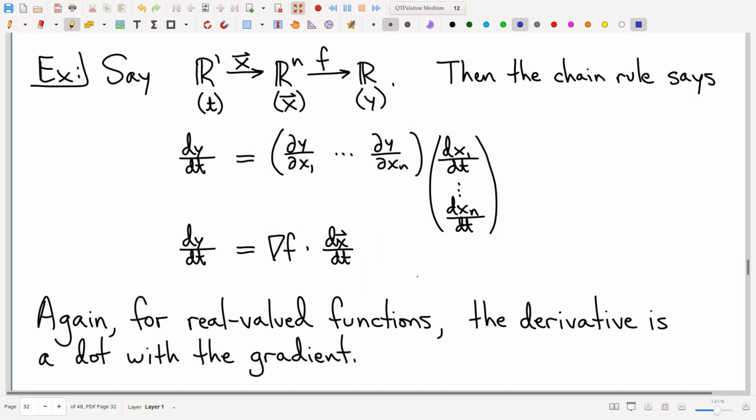We just recover again old news that in the real valued case, dot product with the gradient vector can be thought of as the derivative. Dot product with the gradient vector is the thing that you do to input velocities to get output velocities. So again, we've already made that observation. I just thought it was worth noting that this too is a special case of the chain rule.